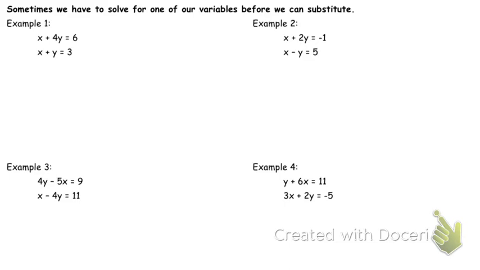If we were to, don't write this down, if we were to try and get that y by itself, I'm just going to rewrite this, x plus 4y equals 6. If we were to get that y by itself, we'd have to subtract x, 4y equals negative x plus 6. Then we're going to divide every single thing by 4.